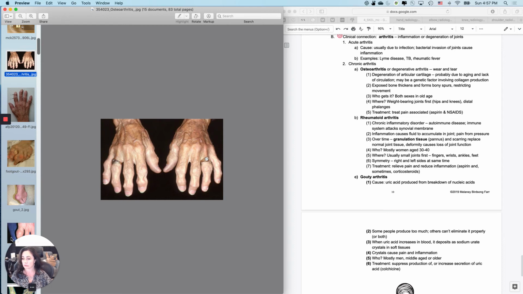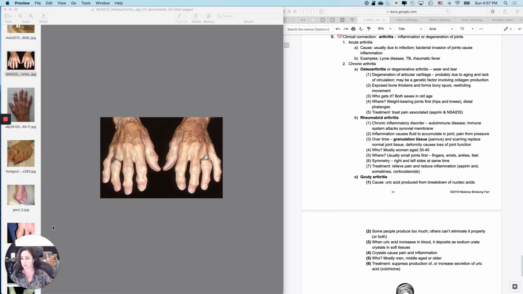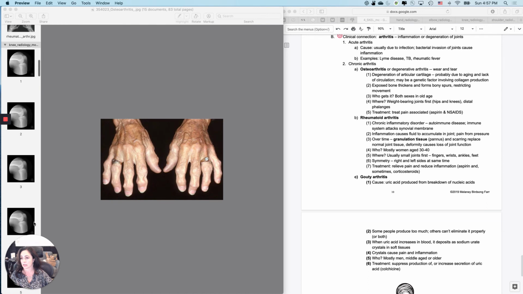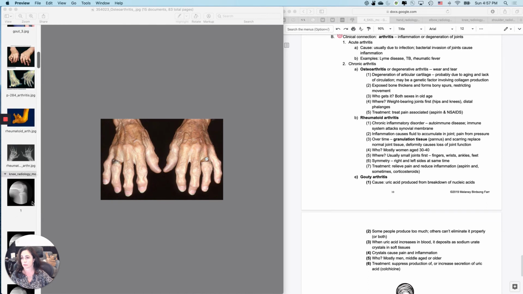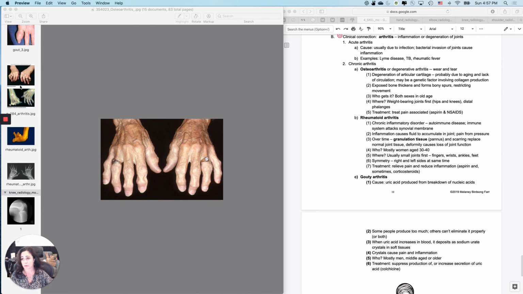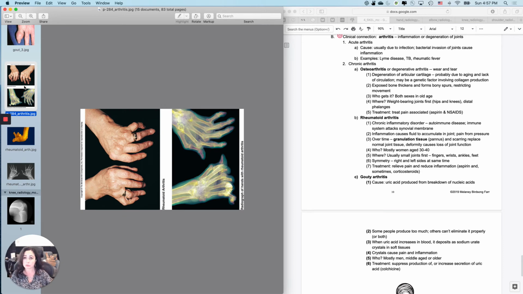So let's show you guys, not that one. Okay, hold on, I'm trying to find your rheumatoid arthritis. Okay, so rheumatoid arthritis, this is an autoimmune disease. Oops, rotate.